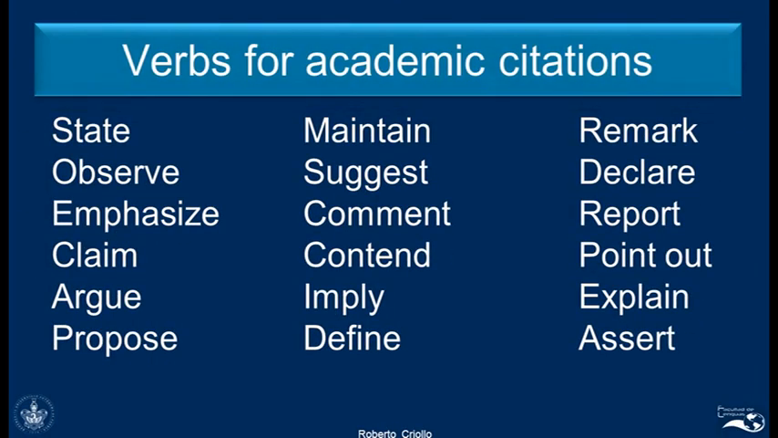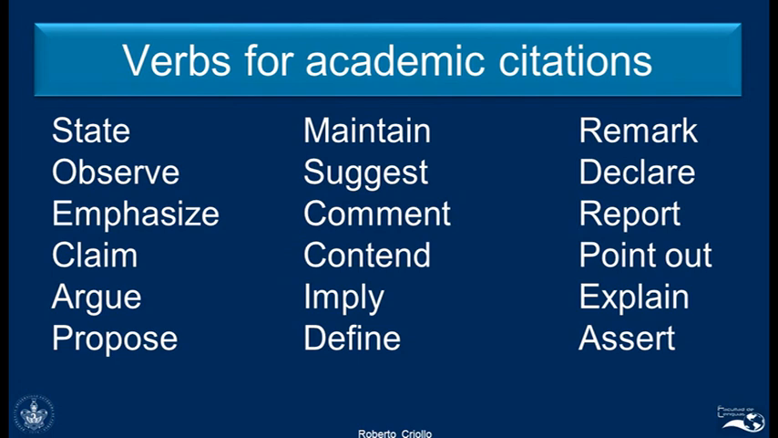So some verbs that you can use for academic citations are state, observe, emphasize, claim, argue, propose, maintain, suggest, comment, contend, imply, define, remark, declare, report, point out, explain, and assert. There are some others, of course, but these are some very important ones, and depending on the point of view that you want to express about the author, you can use a specific verb.